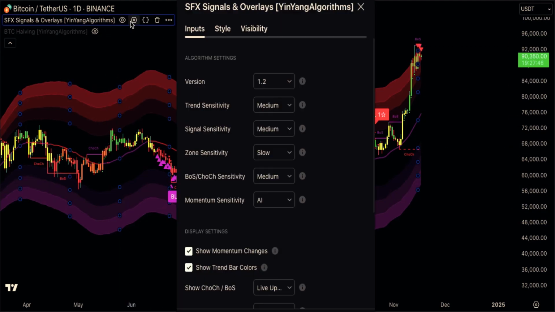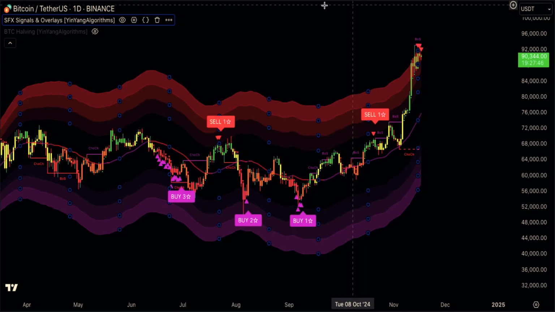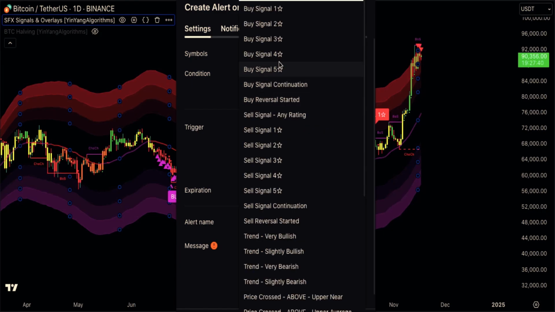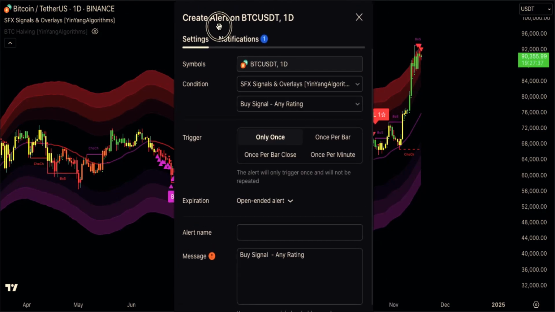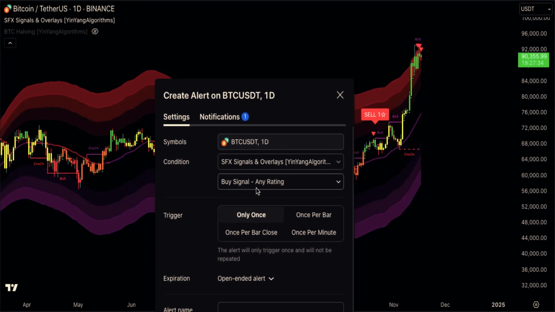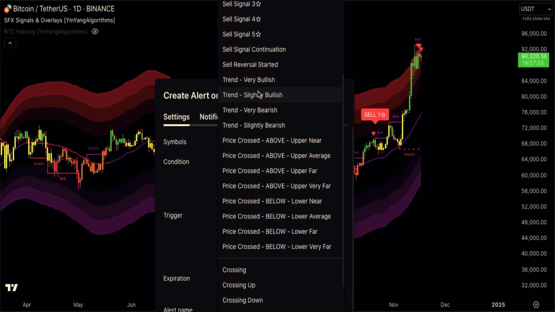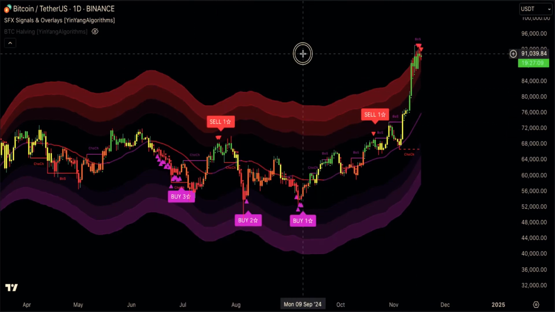And we have a pretty good amount of alert stuff on here. So if you come into alerts here, let's move this down so you can see a little better. It's still going way up there. Okay, well, buy signal any rating is the top one. I guess you just can't see that, but then you get all these other ones. Buy signals 1 stars, continuation, sell signal, the price crossed above or below the different zones, trends changing, like the bar color trends. So you have a lot of different ones that you can set alerts for.